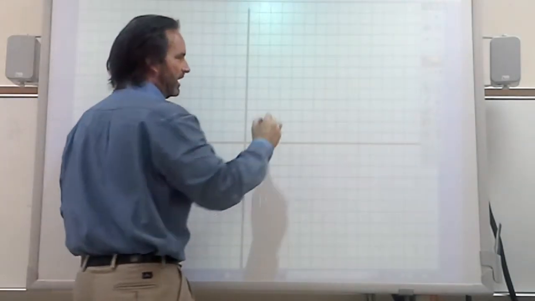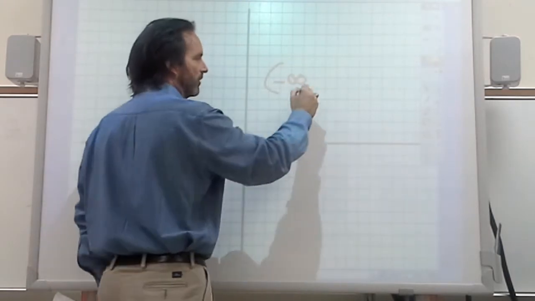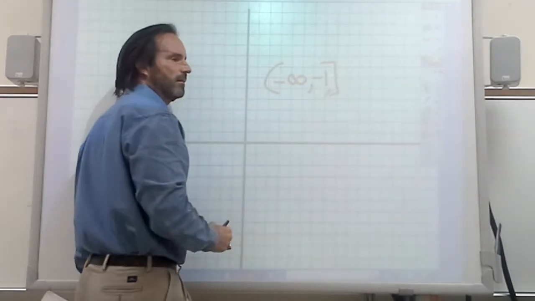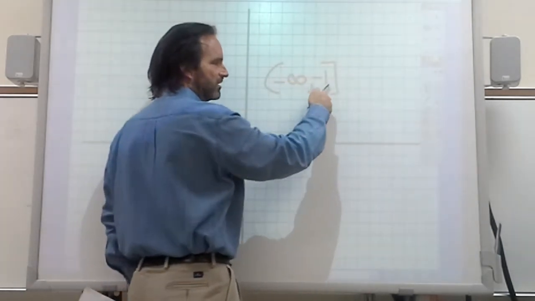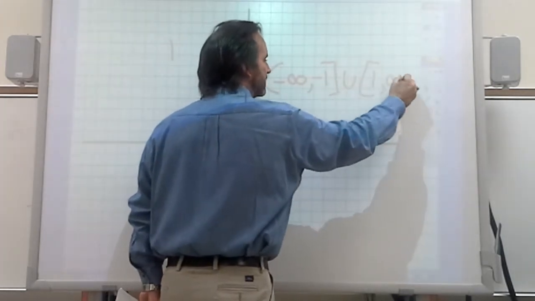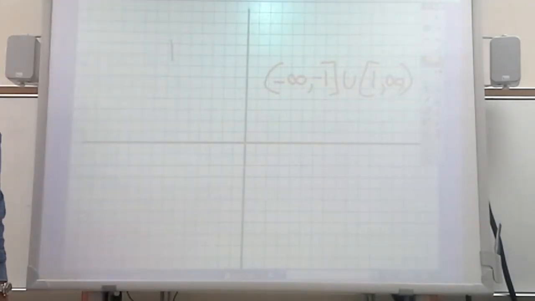Let's do this in interval notation, with parentheses. Always parentheses for infinity. Negative infinity to negative 1 with the bracket, because that's included, union, bracket, 1, comma, and positive infinity. Okay?